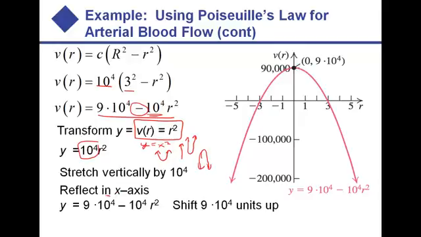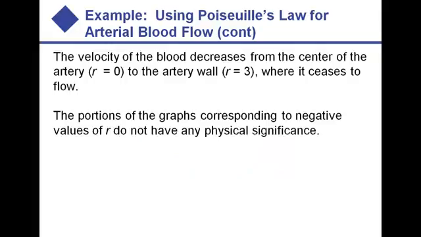And then finally, what does this number that we're basically adding to it do? That shifts it up by that many units. So here it is. It's shifted up, right? That's a distance of 9 times 10 to the fourth, which is 90,000. It's facing down, and it's hard to see in this picture, but it has been stretched. It would end up being a very thin, very tall parabola in an upside down way. And so from that we can see how fast the blood flows in various places.